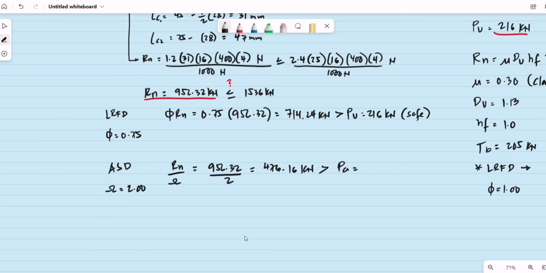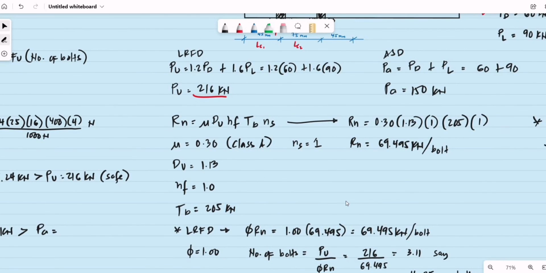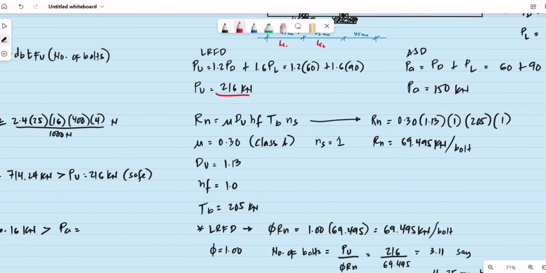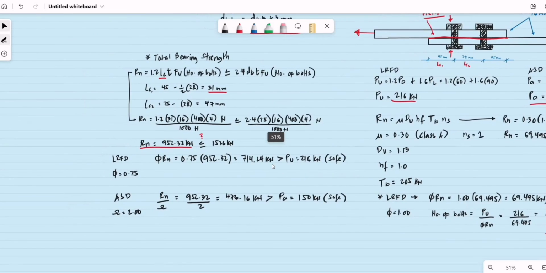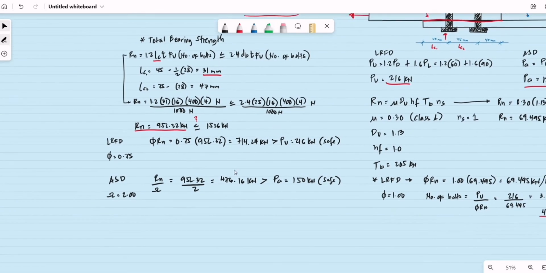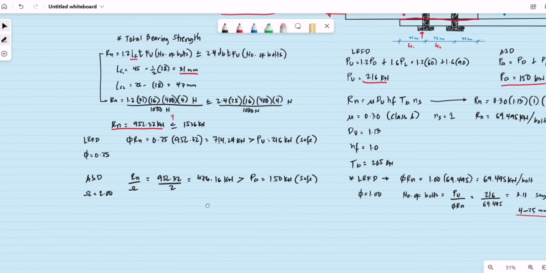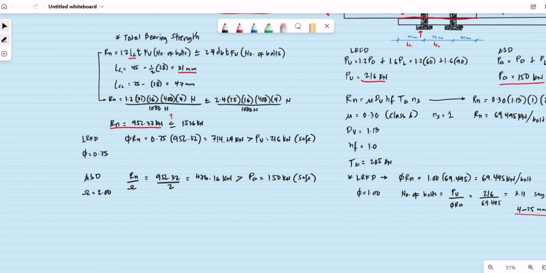Which is greater than our allowable value, the Pa, from the actual loading. Again, our Pa is 150 kilonewtons. So when it comes to ASD, using 4 bolts will be safe when it comes to the bearing strength. So after the bearing strength, let us proceed to the next factor to be considered, that is the shearing strength.